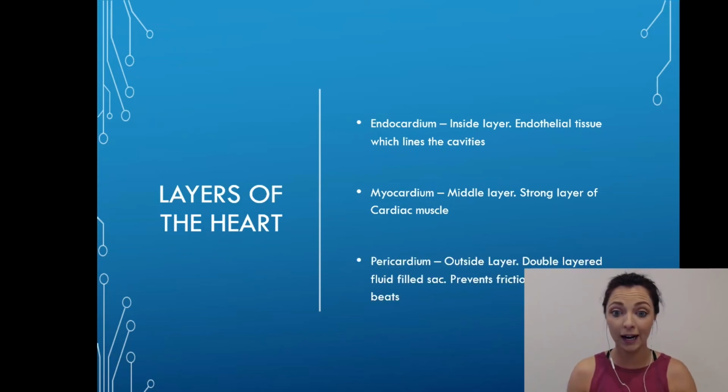And then the pericardium is the outside layer, and it's a double layer fluid-filled sac, okay? And this is what prevents friction when the heart beats, because it's going to do that from the minute you're born to the minute you die, so it needs to be prevented from any friction building up, so it has a fluid-filled sac. So 3 layers, EMP: endocardium, inner layer; myocardium, muscular layer; pericardium, outside layer.